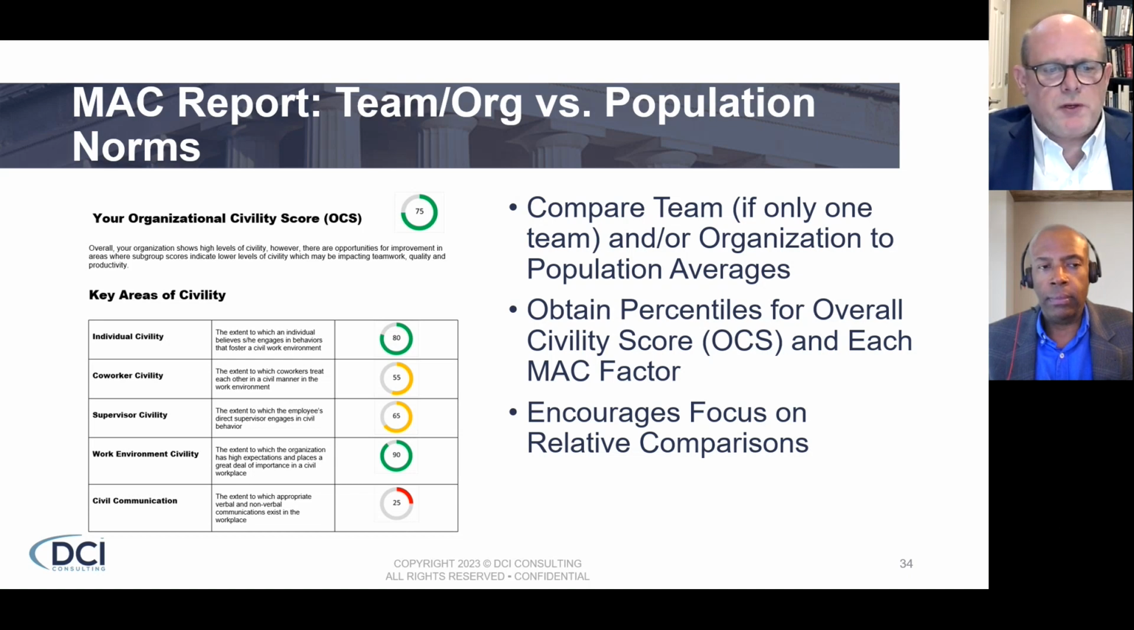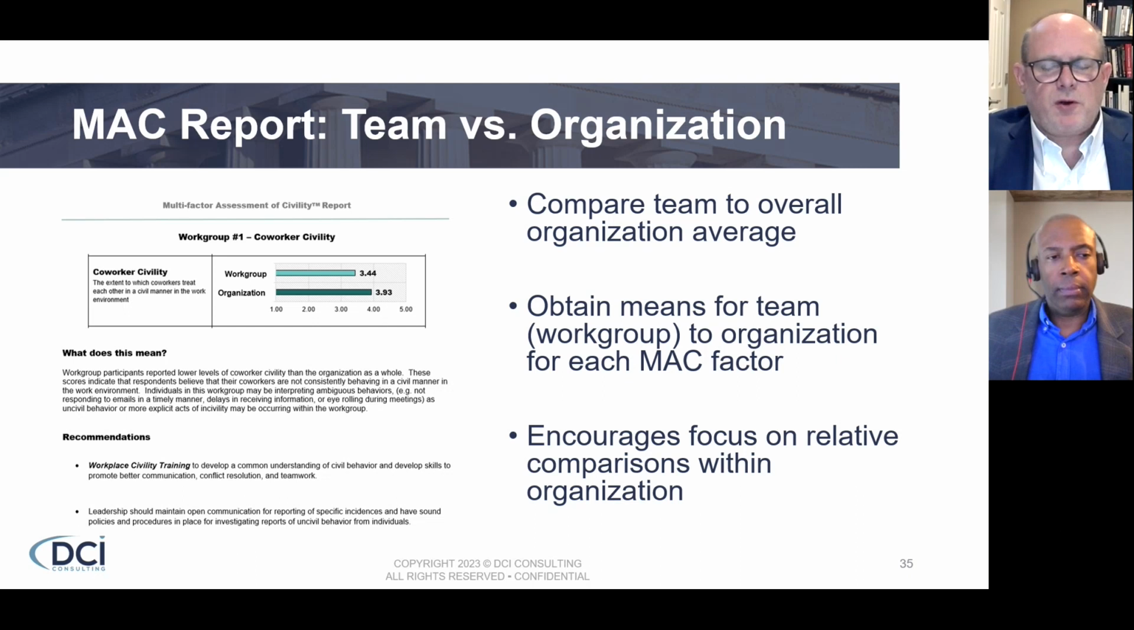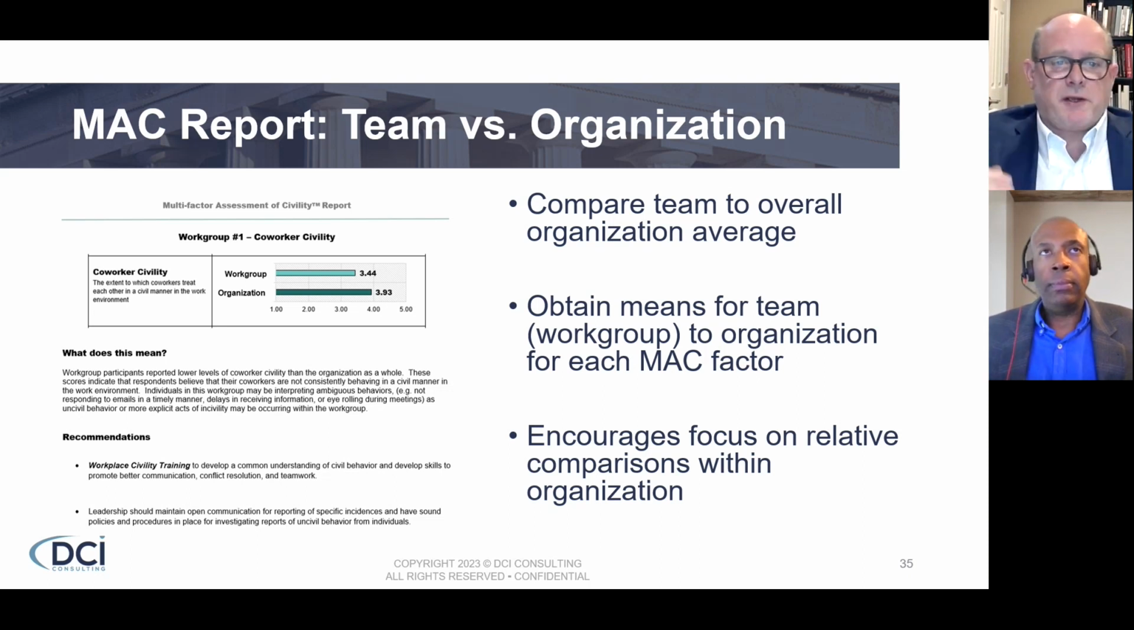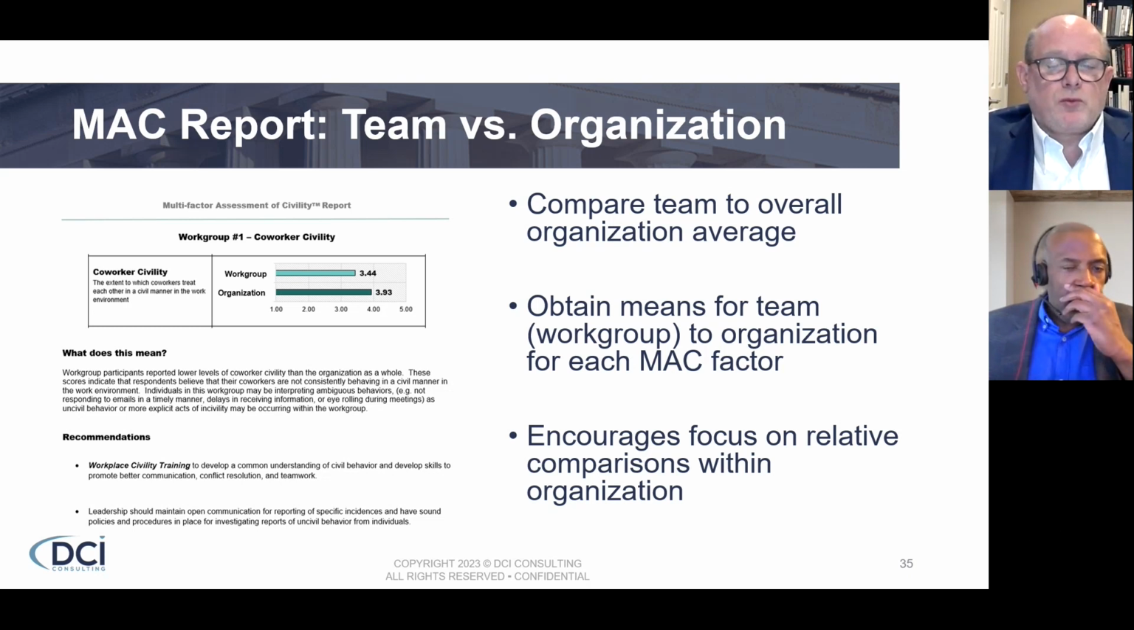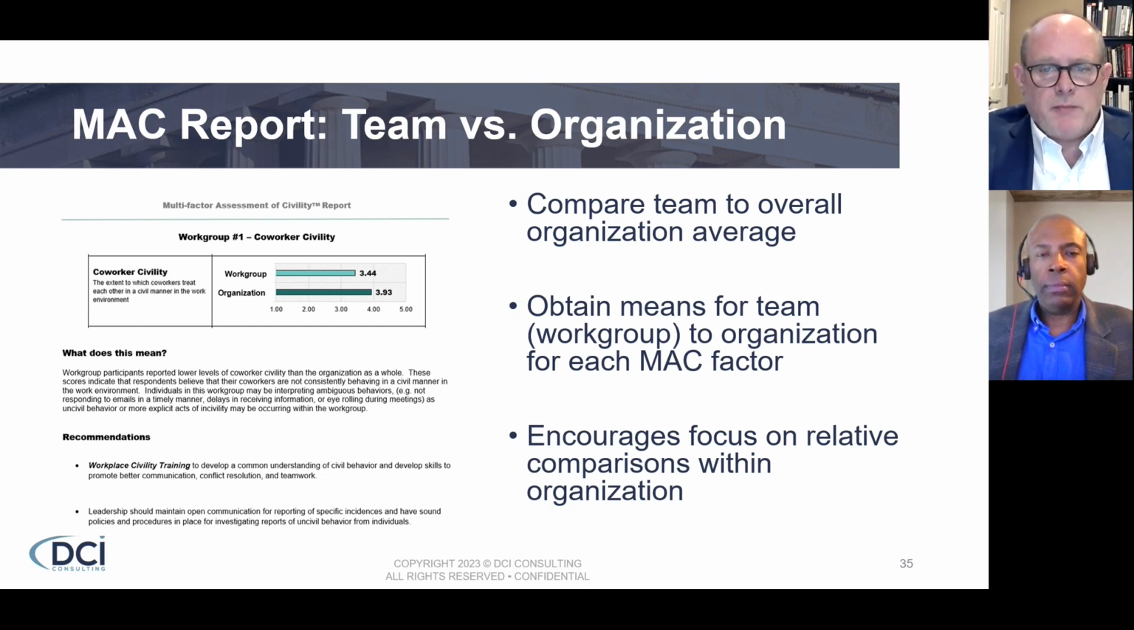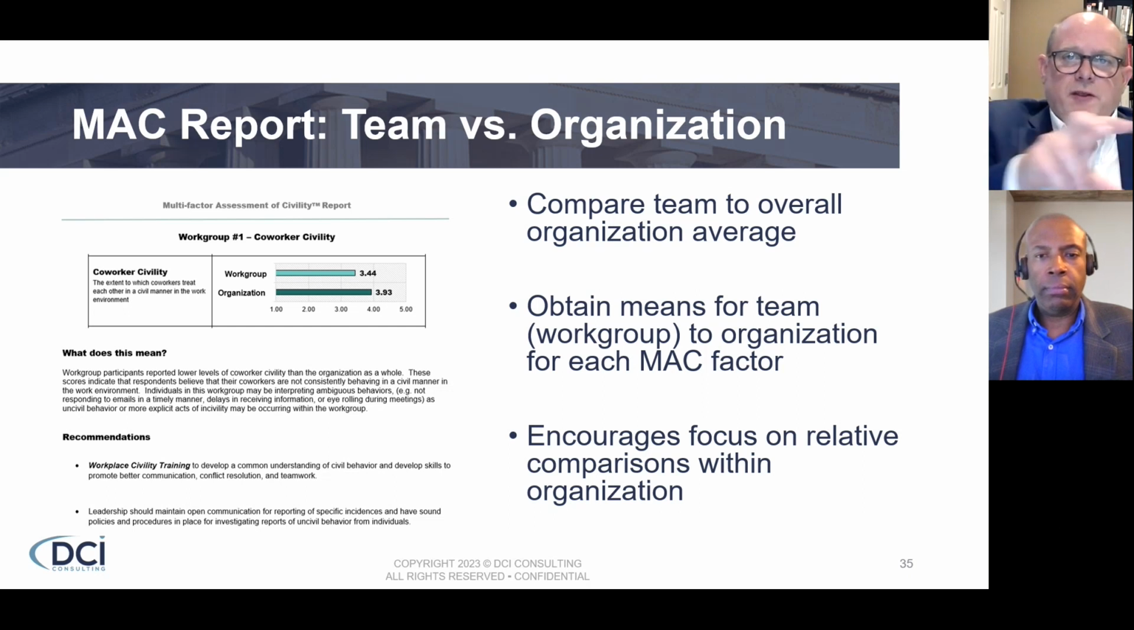On slide 35, what you can do is also compare the team to the overall organization average. On the previous slide, coworker civility was about average relative to the population. But a particular team may be relatively lower compared to the organization average. So we can compare the means of the team or the work group to the organization's mean for each MAC factor. In this case, for this hypothetical work group, they scored lower than the organization in terms of coworker civility. So although relative to the population they're about average, relative to the organization they're below average.